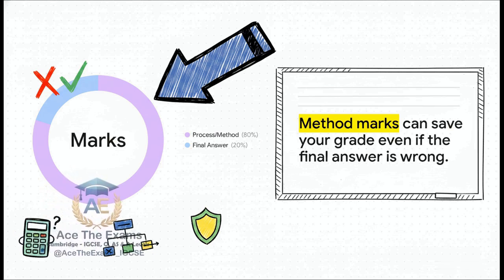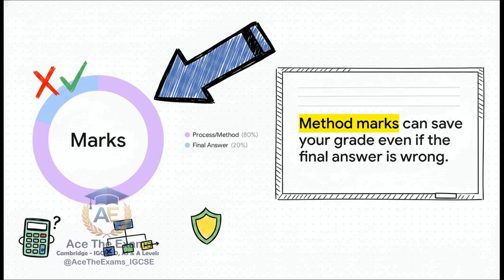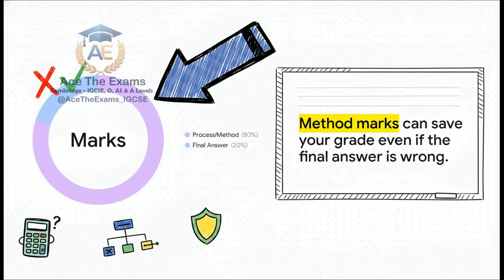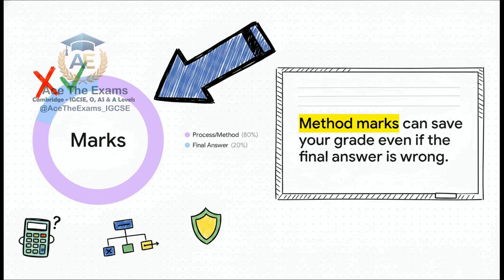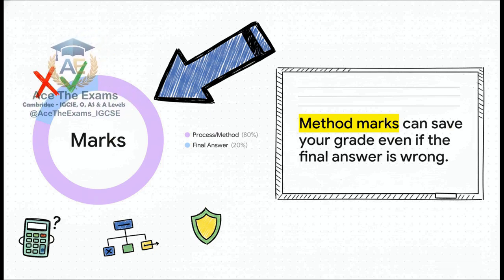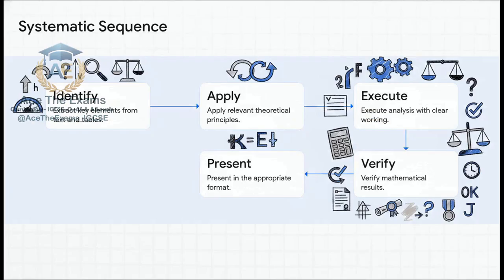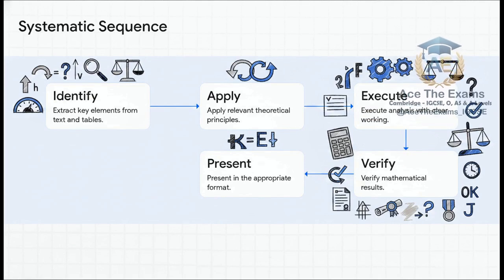Listen to me. Showing your working acts as absolute grade insurance. Even if your final calculated answer is completely, totally wrong because your finger slipped on the calculator at the last second, demonstrating the correct procedural method secures the vast majority of your marks. The method mark strategy is everything. You have to show me the kitchen prep, not just the final plate. To secure every single one of those method marks, you must rigorously follow this standardized sequence. We're talking systematic processing here.